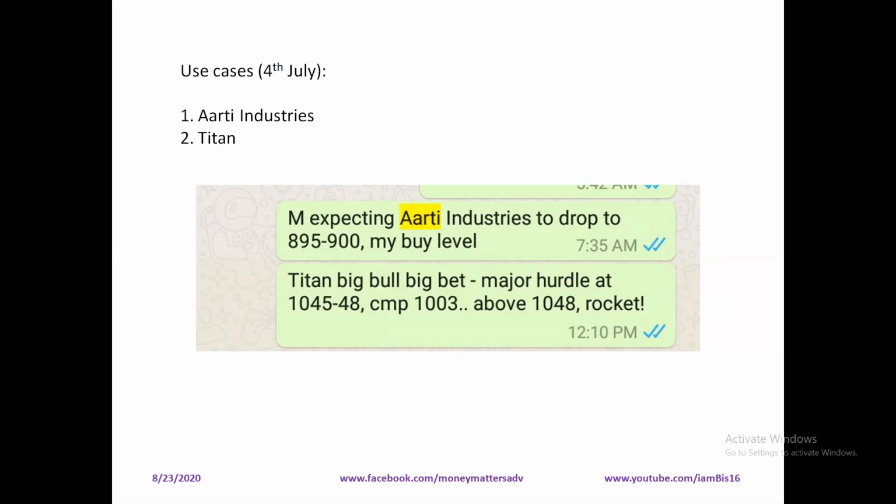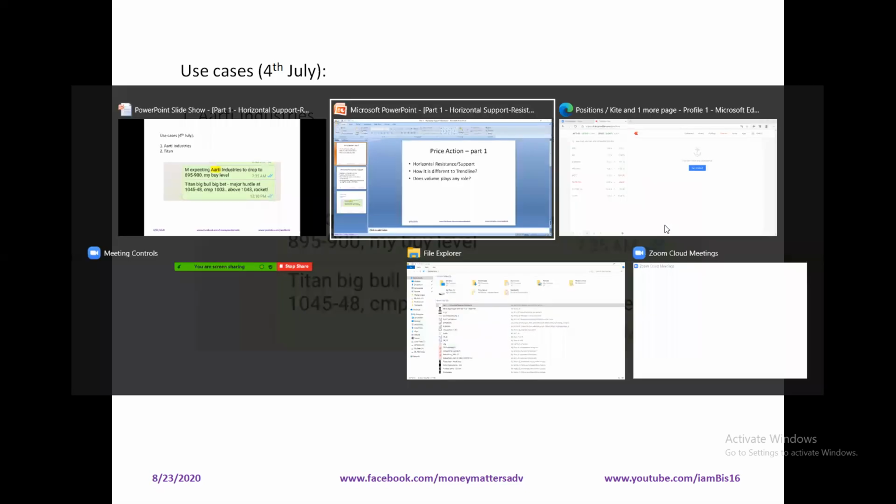In that, on 4th of July, I had shared my views on Aarti Industries and Titan. I'm sure most of you might be already invested in either of the stocks or both, and also extensively using Titan for daily intraday trading. So we will cover these cases too. Let's see. We will move on to our charts.